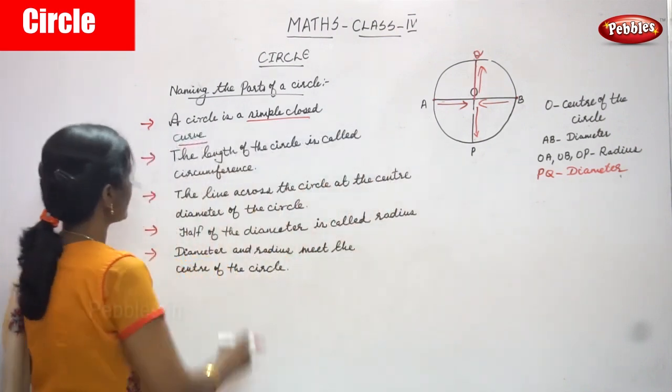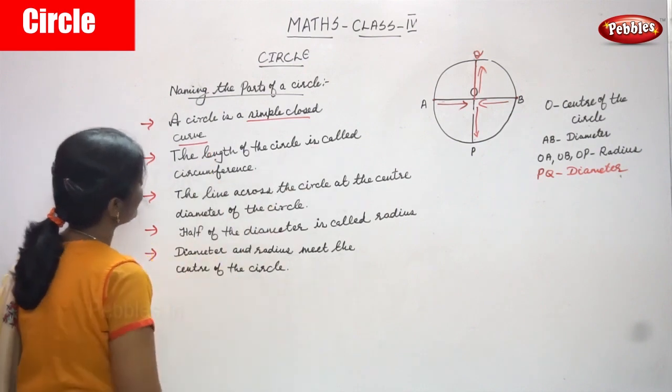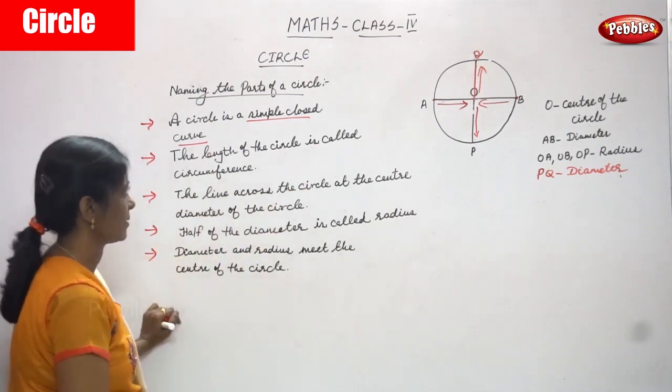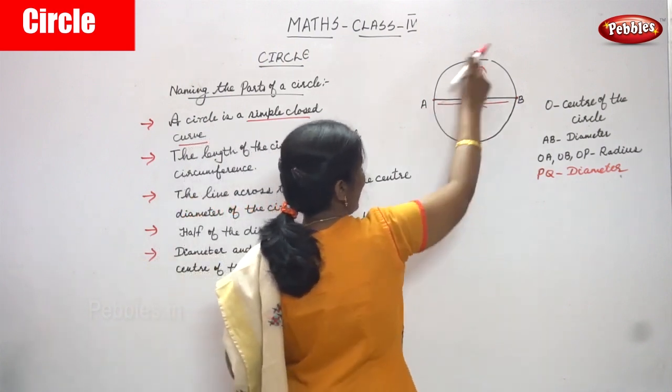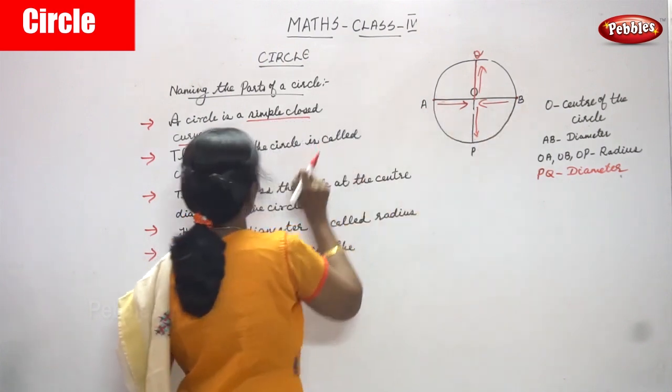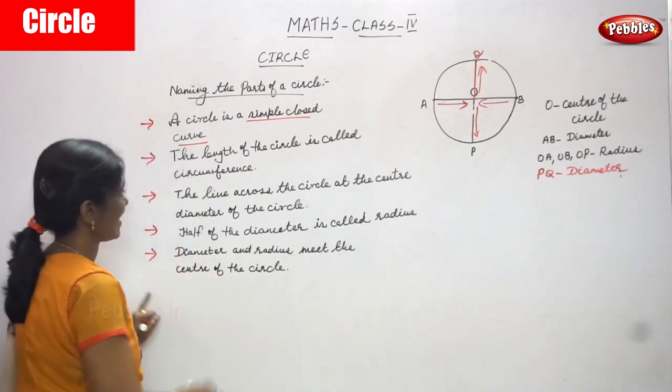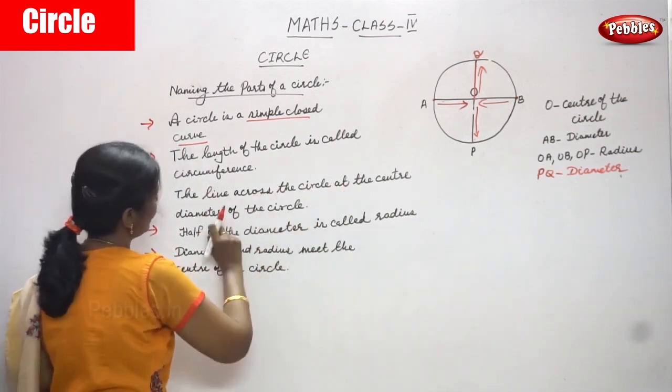And otherwise, the next one is the length of the circle, which is called the circumference. What is the circumference? This is around the circle. The length of the circle is called a circumference. And the line across the circle at the center is the diameter.